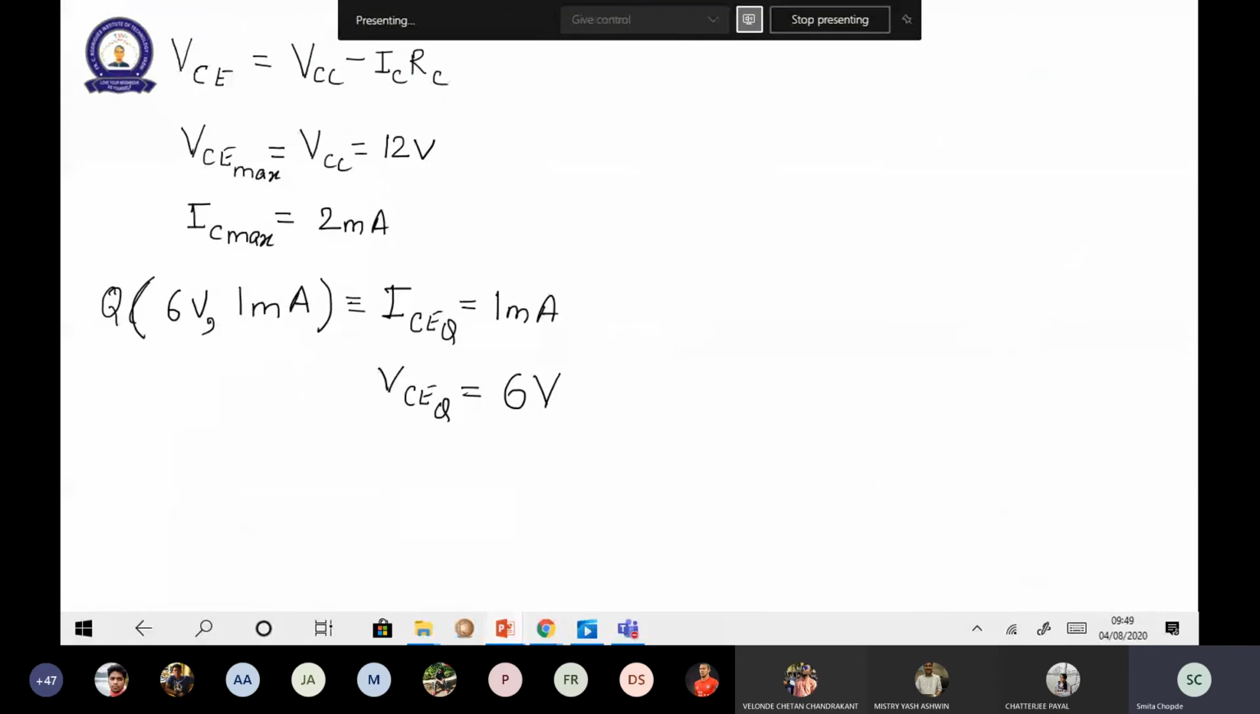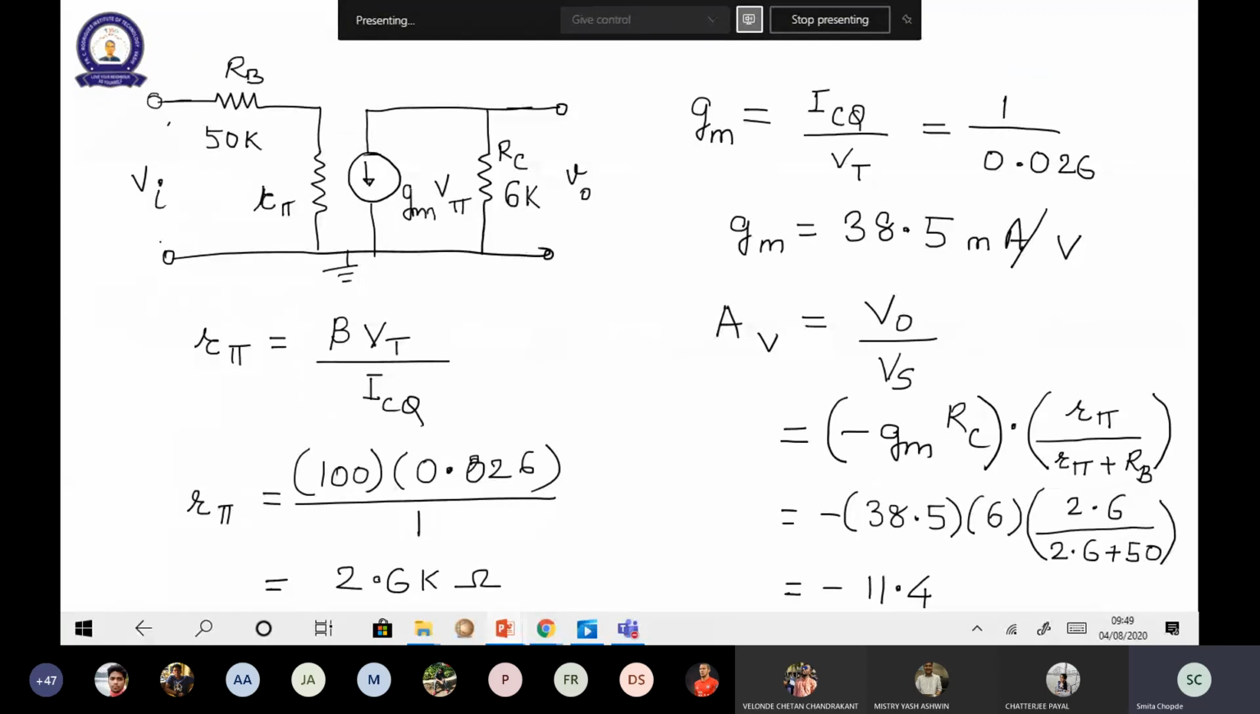Fine. Now, for performing AC analysis, whatever the transistor model was, first you represent that. First you represent this model, which is R pi and GM V pi, and then connect the external resistances. Am I audible now? It is raining, that is why I am asking.